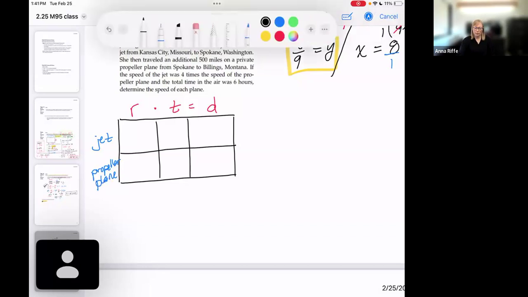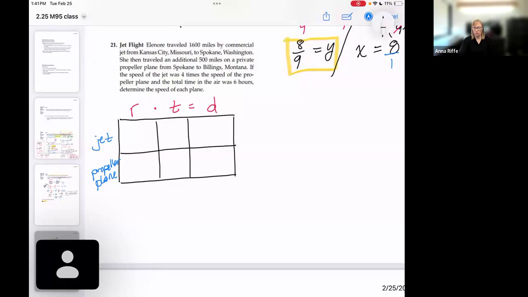The distances we know for sure. We are told exactly the distance traveled on the jet, and that is 600 miles. And we know exactly the distance traveled in the propeller plane, and that's 500 miles. Okay, so we can go ahead and insert those into our table.